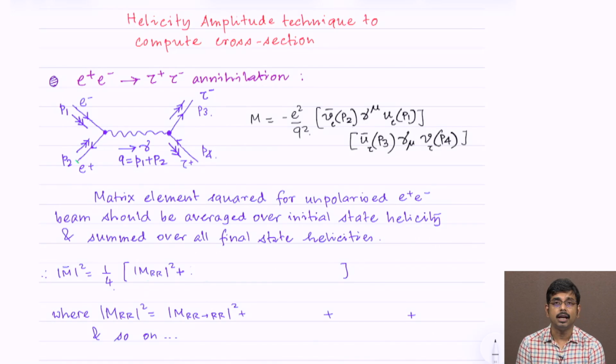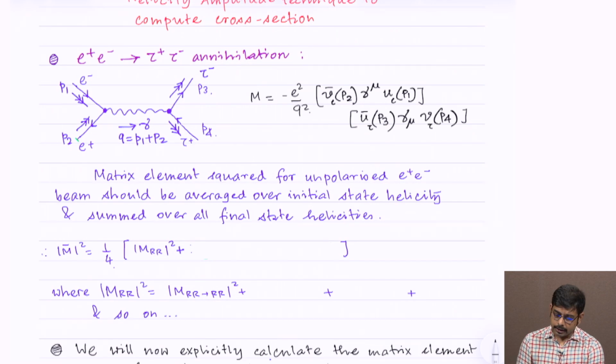This 1 by q square is coming from the photon propagator, which is g mu nu by q square plus i epsilon, and e square is coming from the proportionality of this electromagnetic vertex to the electromagnetic charge which is carried by this particle, and those are all proportional to the e, right.